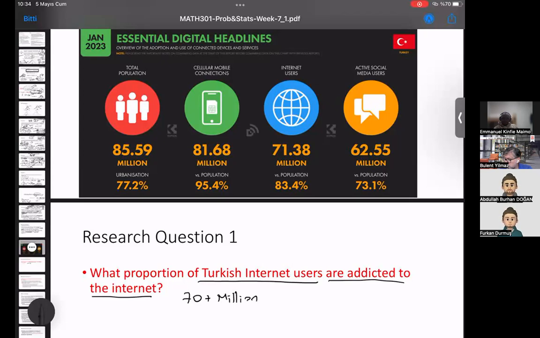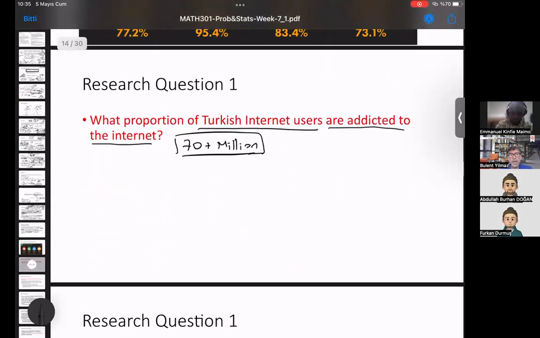So please write to chat, and this will be another quiz for you. This chat will be another quiz for all the individuals who are attending the class right now. I want you to tell me what kind of strategy you would use to estimate the proportion of the Turkish population, but not the whole Turkish population, internet users that are addicted to the internet.